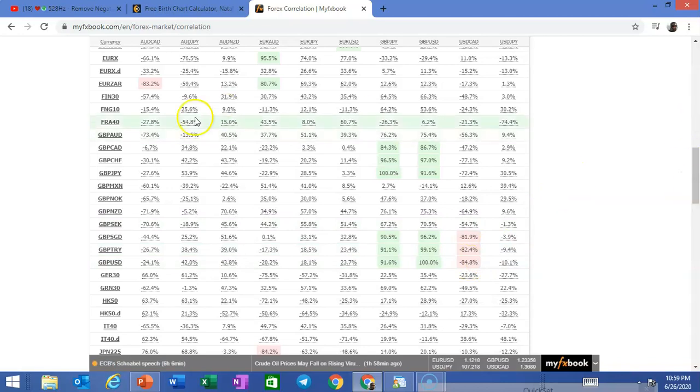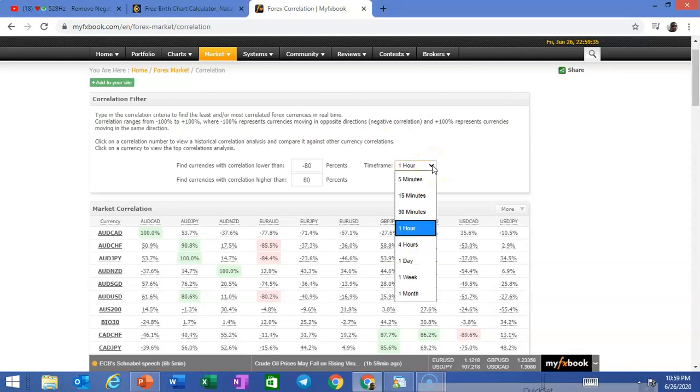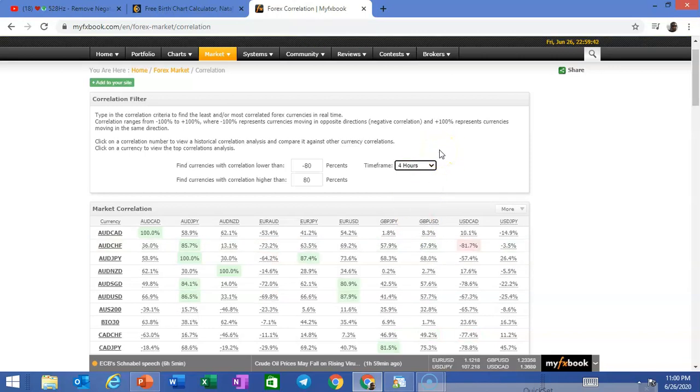So the correlations can be broken down fractally. I like to use the 4-hour. I believe it's more of a better gauge. I also put 80%. I'm only looking for the strongest. So anything with a negative correlation, I want to see 80% and lower, and a positive correlation, 80% and higher.